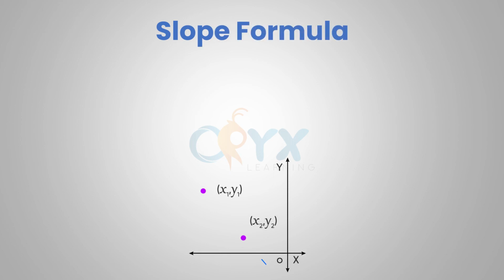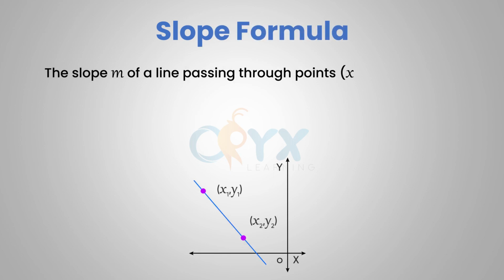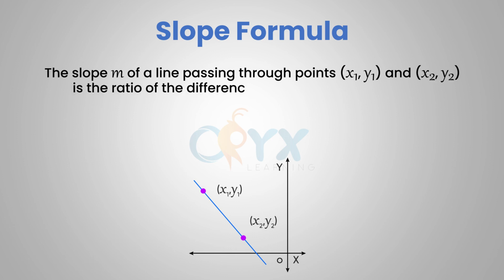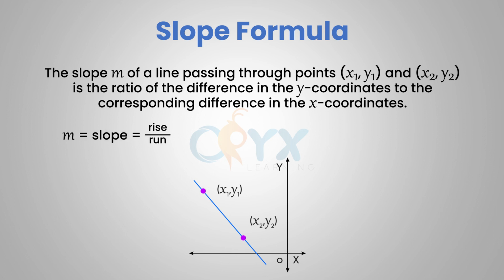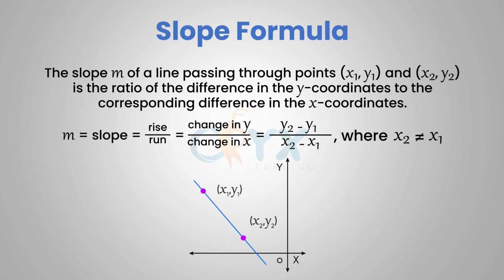So remember, the slope m of a line passing through points (x1, y1) and (x2, y2) is the ratio of the difference in the y-coordinates to the corresponding difference in the x-coordinates. Our formula, m equals, is rise over run, or the change in y over the change in x, or y2 minus y1 over x2 minus x1, where x2 does not equal x1. Again, given these 2 points, we can find the vertical change and the horizontal change, which results in the formula.